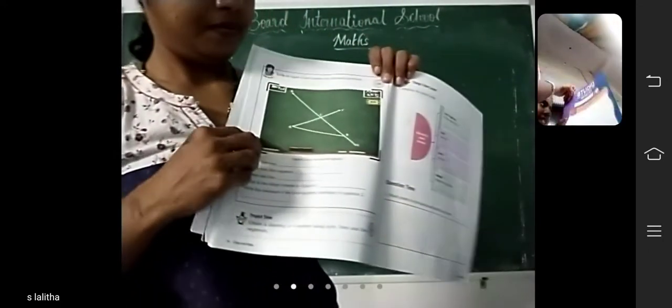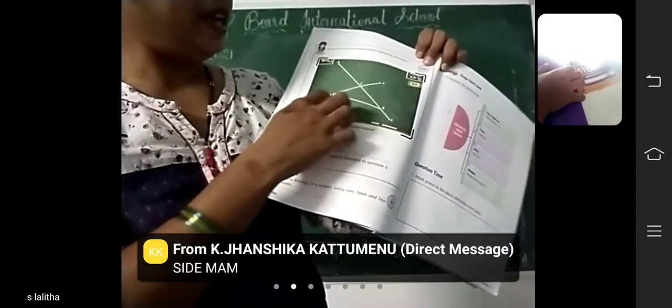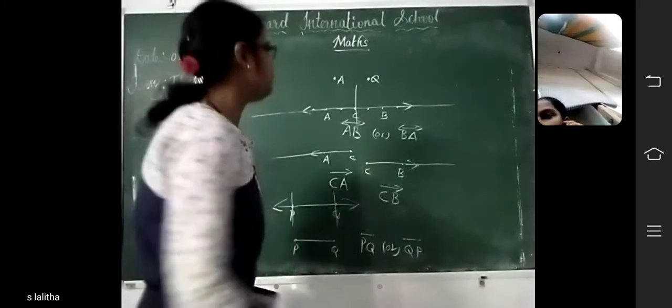Here, look at the picture, children. Come to this side. Look at this picture, and here some questions are given. What are the questions? See here. Name one ray. In this picture, you should find one ray. Here so many rays are there. Can you say one ray, children?